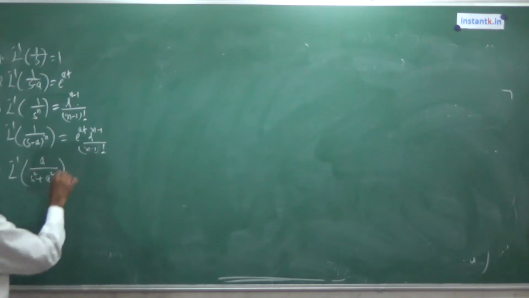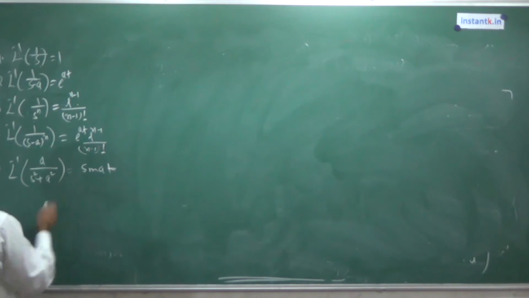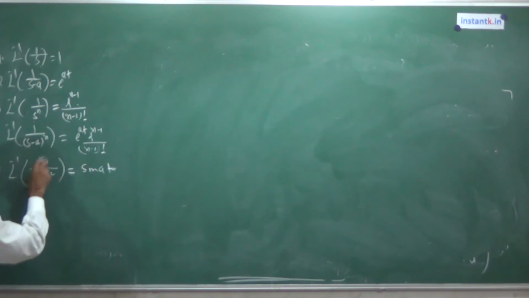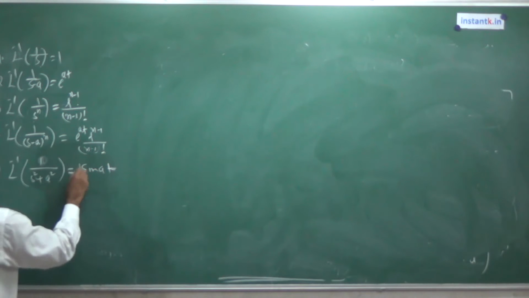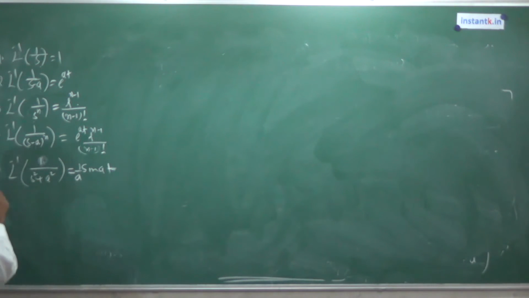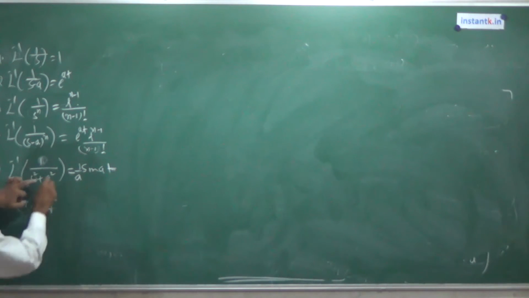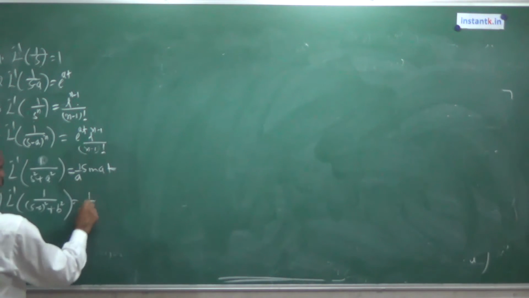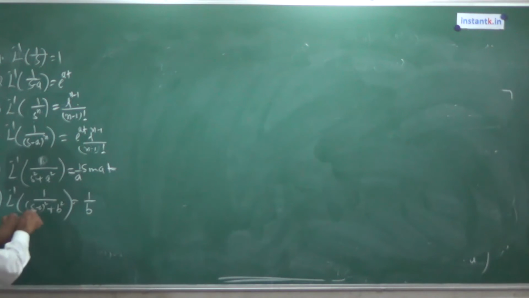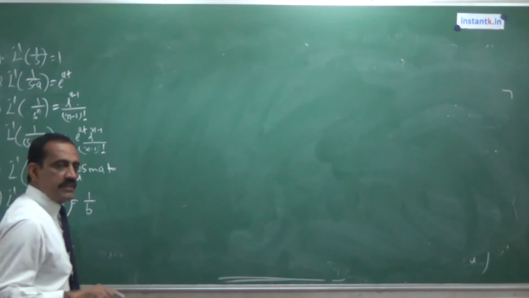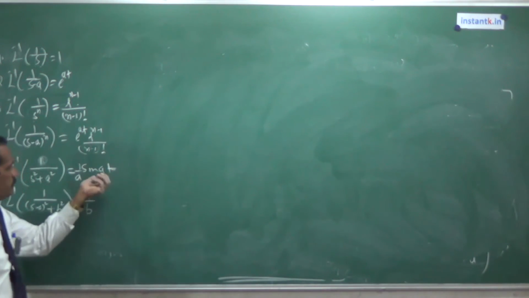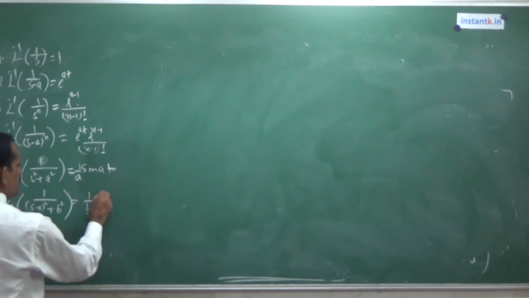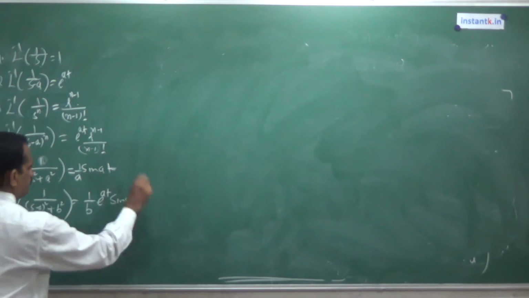And Laplace inverse of a by S square plus a square: if a is there in the numerator, it is sin at. If a is missing in the numerator and it is 1, it is 1 by a into sin at. And if you replace S by S minus a, suppose it is (S minus a) whole square plus b square, then instead of a, b is there, so 1 by b. Whenever you replace S by S minus a, we have to multiply the original function by e power at. It is e power at into sin bt.